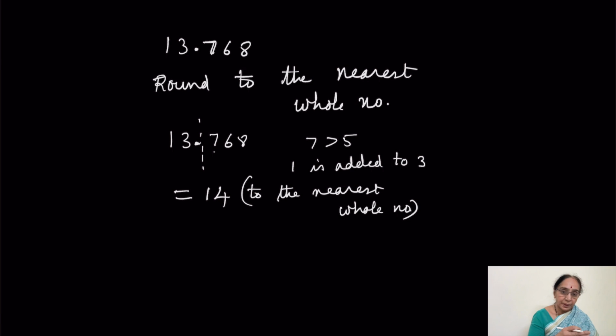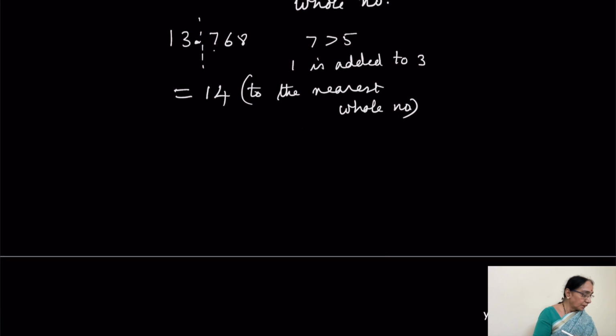Because we don't want decimals, that's why we are rounding to the nearest whole number. So you see the digit that comes immediately after the point. If it is less than 5, ignore it. If it is 5 or greater, add 1 to the ones digit, which is 3 over here. Now let us round this 13.768 to 1 decimal point, to the nearest tenth.